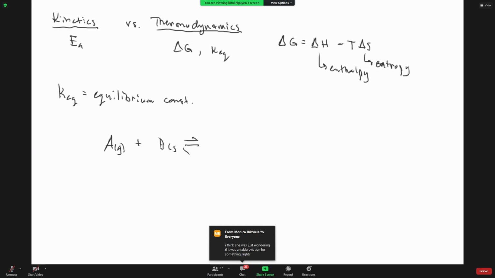Oh, there are other people private messaging me, Monica, saying that they want to go over what the equilibrium constant is. Sorry, there's more than one. But yes, thanks for clarifying Michaela's question.